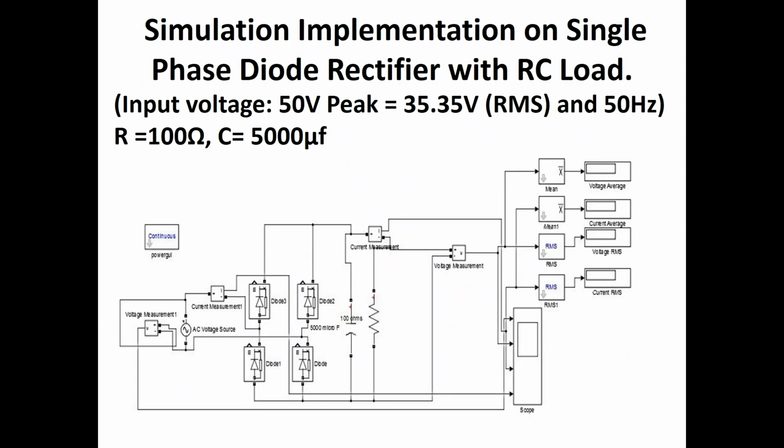Simulation implementation on single phase diode rectifier with R and C loads. Input voltage 50 peak equals 35.35 RMS, and frequency is 50 Hz. R is 100 ohm, C is 5000 microfarad.